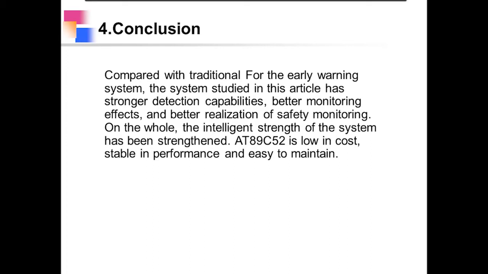AT89C52 is low in cost, stable in performance, and easy to maintain. Very convenient. Rich warning functions greatly reduce the burden of manual work, making the system operation safer and more reliable.